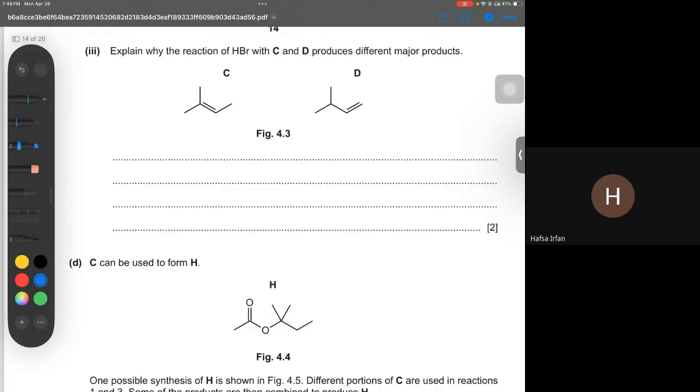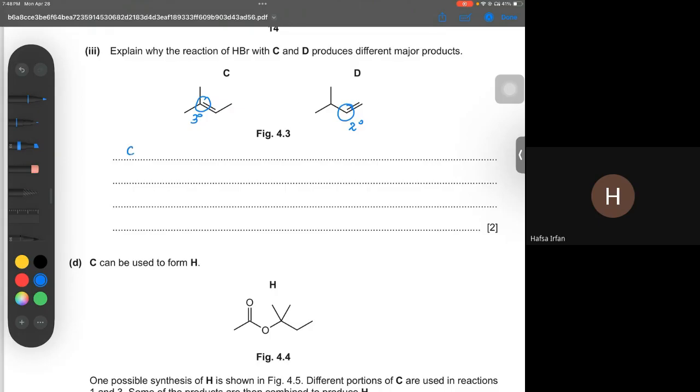Why does the reaction of HBr with C and D produce different major products? Because in C we have, this is the one I'm talking about, this tertiary carbocation. This is secondary carbocation. Tertiary is more stable than secondary, right? So, why does the reaction of HBr with C and D produce different major products?